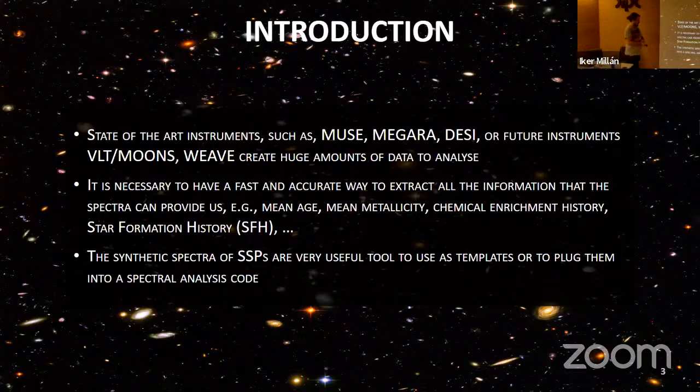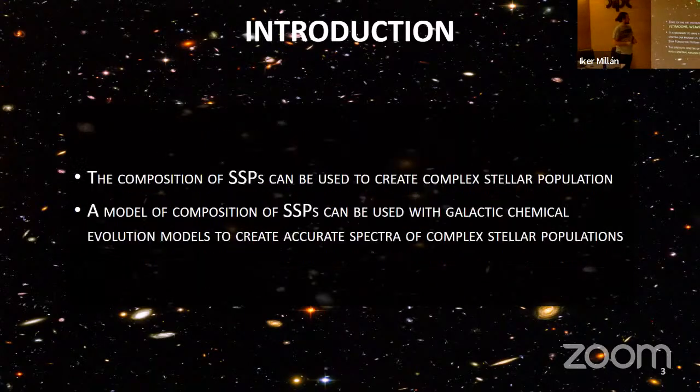But the best tool to do this is to use a synthetic spectra of SSPs that can be very fastly done and with a huge coverage, and they can be used to compare directly to the templates of the data that you have. If you think that one population is dominated, or you can plug them into a spectral analysis code such as Starlight, Fado, Seagal, whatever you want to be able to analyze the spectra of the galaxy.